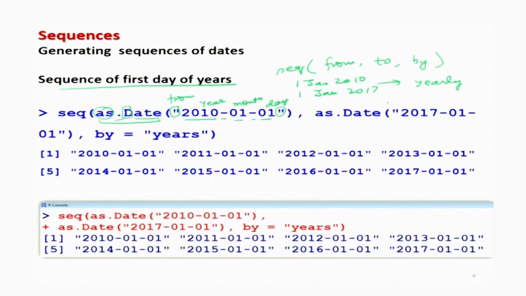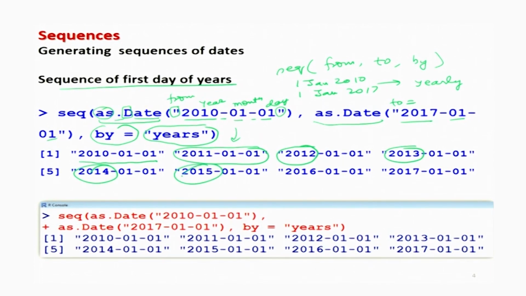So I give here from, and then I give here to as.Date, and then I write down in the same format 2017-01-01. Now after this I have to write down by. Because I need these dates to be incremented by years, I write down inside the double quotes "year". If you try to see here, this outcome will be there. The first value is going to be 1st January 2010, then 1st January 2011, then 1st January 2012, 2013, 14, 15, 16, and finally 1st January 2017.